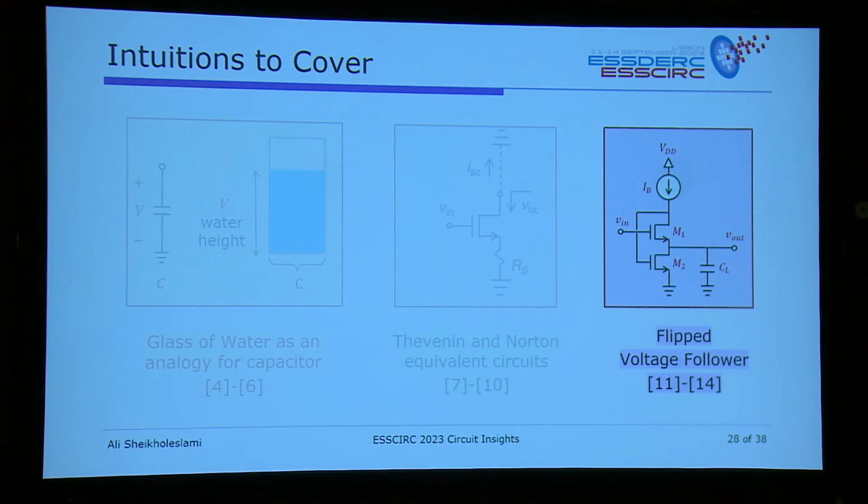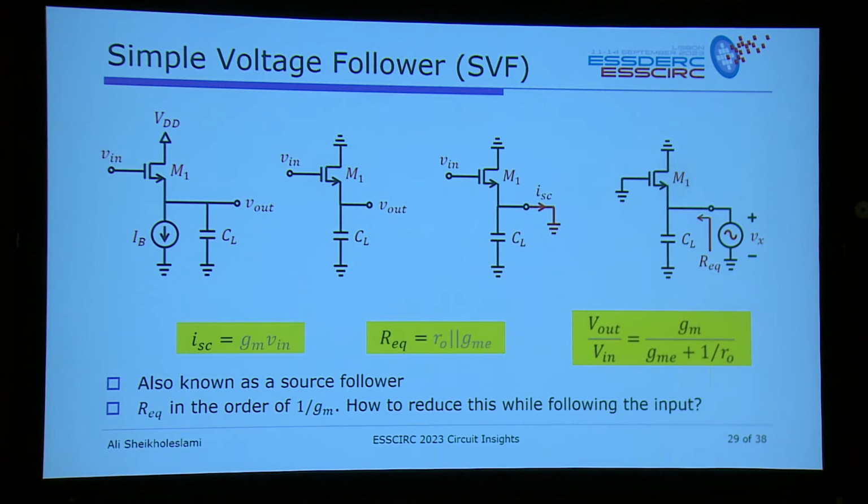Okay, now I'm going to apply this to this last topic that I have, and that is the flip voltage follower. I'm going to start with a simple voltage follower that, again, you've all seen. I promise you this is going to be third-year undergrad, so I assume you've seen it. So we have a simple voltage follower. In this case, I'm using an NMOS transistor with a bias current, and I'm using a capacitive load.